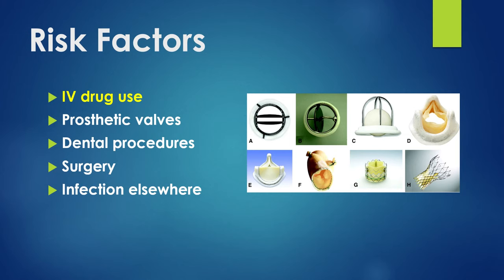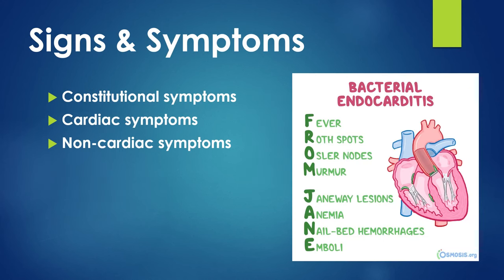Like I said on the last slide, prosthetic valves, as you can see here, carry a very high risk for bacterial endocarditis. Anyone who's had a recent dental procedure, anyone who's had a recent surgery, and anyone who has an infection anywhere else in the body, it can get into the blood, circulate to the heart, seed on those valves, and it can cause bacterial endocarditis. So those are the risk factors.